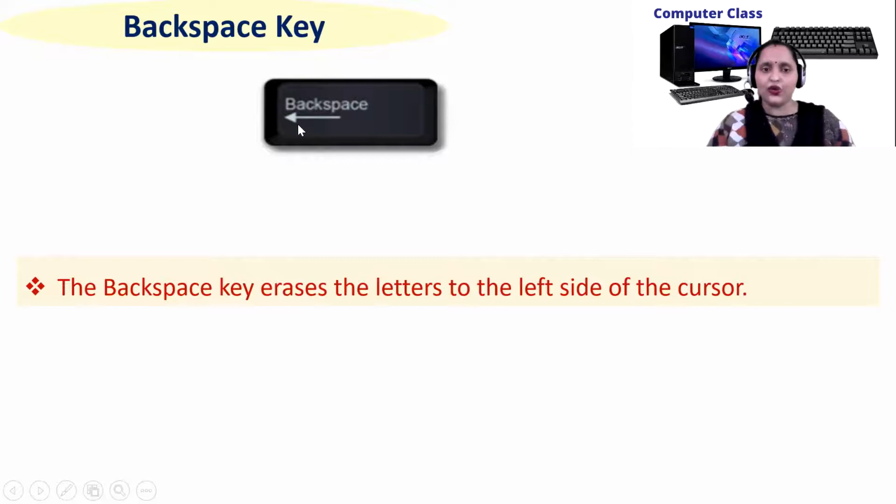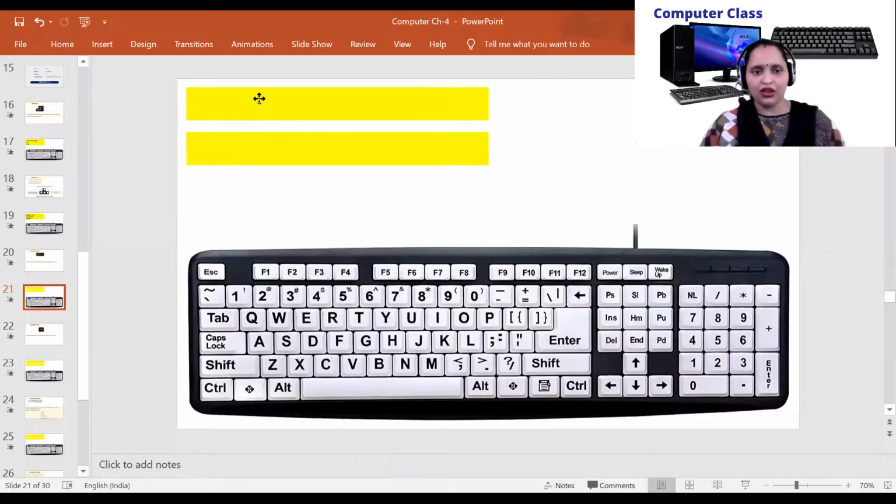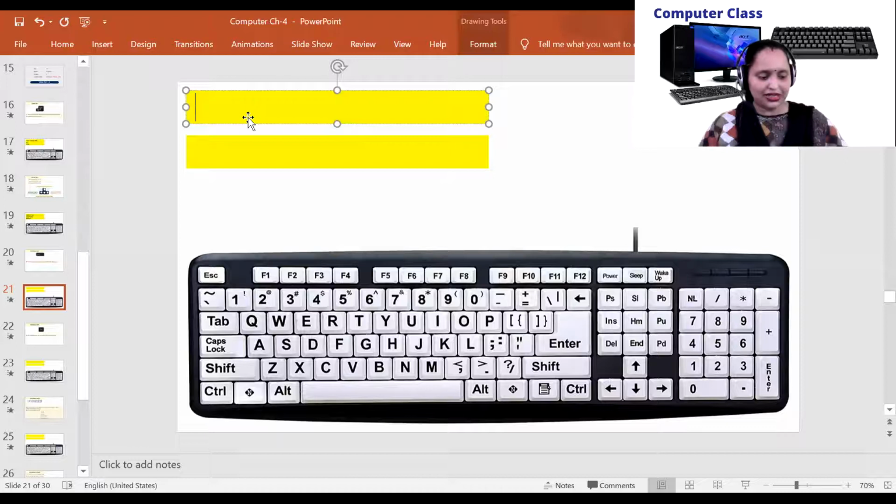In some keyboards, you can see only the arrow, not this word. Okay children, only you can see the arrow. Immediately, you can recall that this key is known as the backspace key. Okay children, let's do a practice of this also. See children, I am writing one sentence. I am a girl.